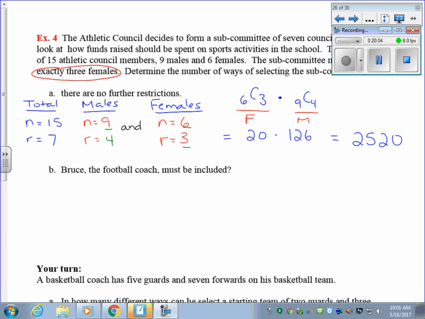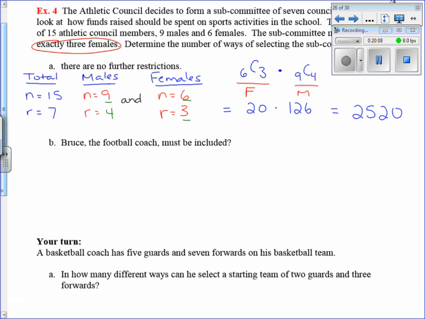In the second half, B, we want Bruce, the football coach, to be included. So we're going to go back, and I'm just going to approach this one in a slightly different way, but it does the same thing. So we need to have Bruce, and we need to have the females, and we need to have the males. And what I want you to remember is that all of the n's need to add to the total n, and all of the r's need to add to the total r. So we should still be getting a total n of 15 and a total r of 7.